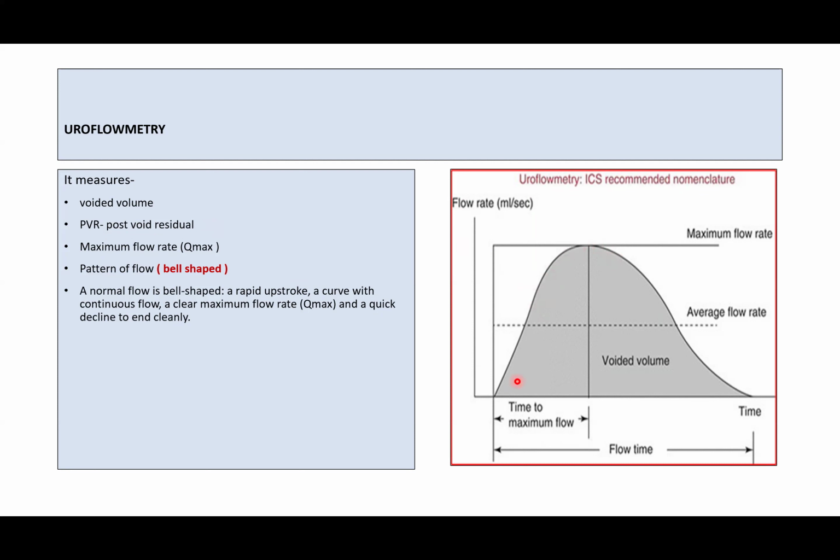And what about the pattern of flow? It has to be bell-shaped. So what we see here is a rapid upstroke, then a curve with a continuous flow here, and the maximum flow rate here, and then there will be a decline which will end after the micturition. Okay, so only this much you have to explain.